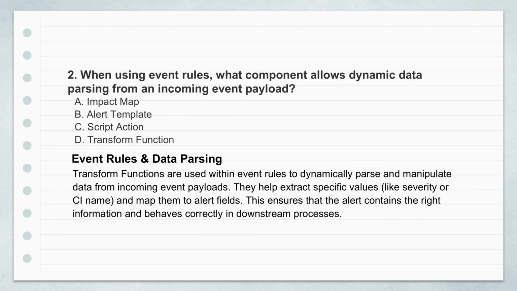Got it. Okay, question 2. When using event rules, what component allows dynamic data parsing from an incoming event payload? Answer: D, transform function. Dynamic data parsing sounds a bit technical. How would you explain that simply?